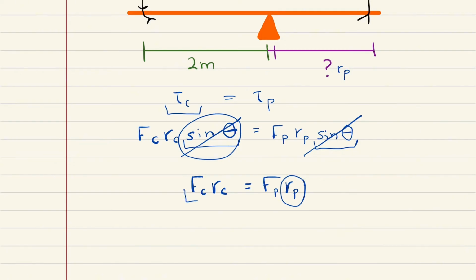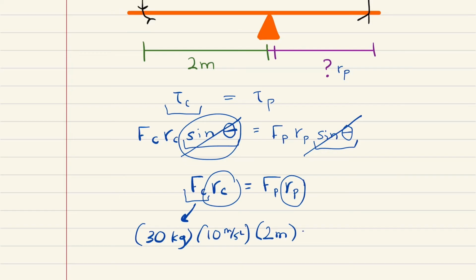We can calculate this force term because it's just going to be equal to the weight of the child. It's just going to be equal to 30 kilograms, that's the mass of the child, multiplied by the acceleration due to gravity, which we're going to round as 10 meters per second squared. And the child is sitting 2 meters from the fulcrum, so that's going to be that R term right here. This is going to be equal to the force of the parent. This is the weight of the parent, 90 kilograms, multiplied by the acceleration due to gravity, which is 10 meters per second squared. And then this RP term is what we're trying to figure out.